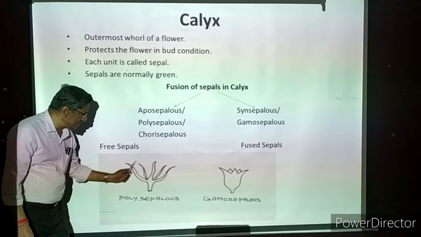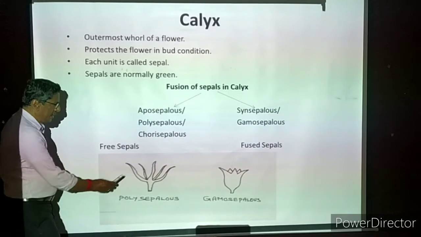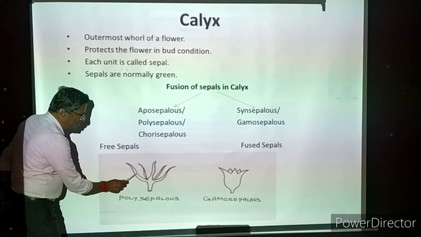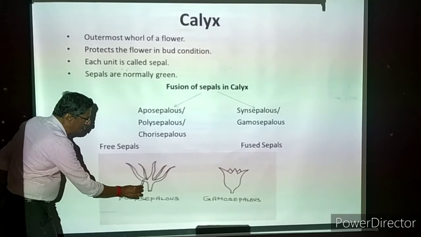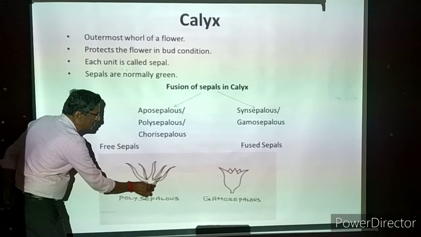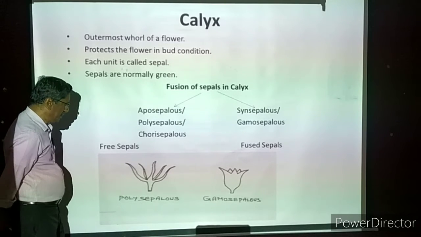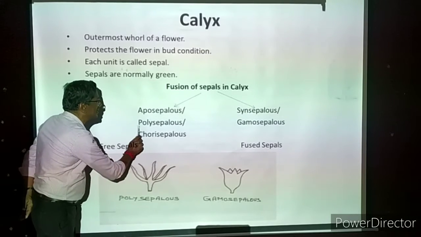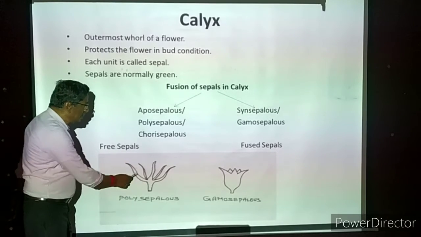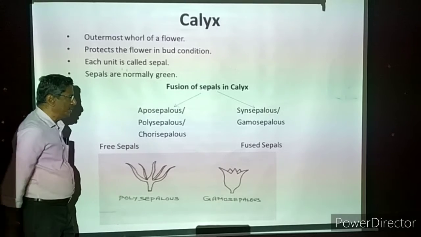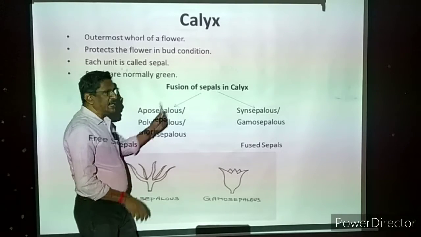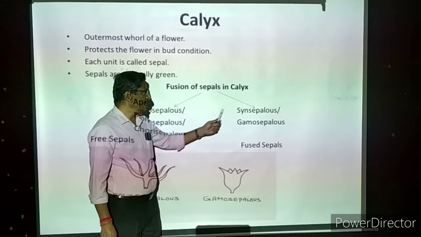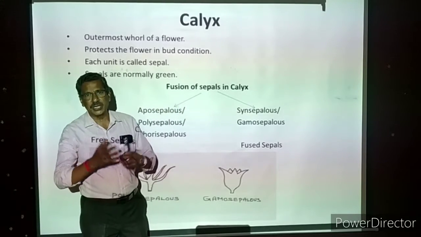Now this is the calyx which I have drawn. In that, 5 lobes are there. Each lobe is called a sepal. 5 sepals are there. Now the 5 sepals are independently present, margins, everything is free. This is called free sepals, polycephalous. Polycephalous is also called what? Apocephalous, corycephalous. The second type of fusion is syncephalous, S-Y-N, syn means fusion.